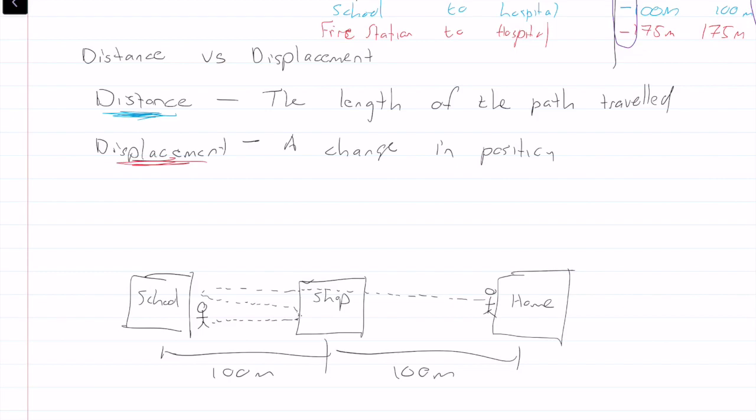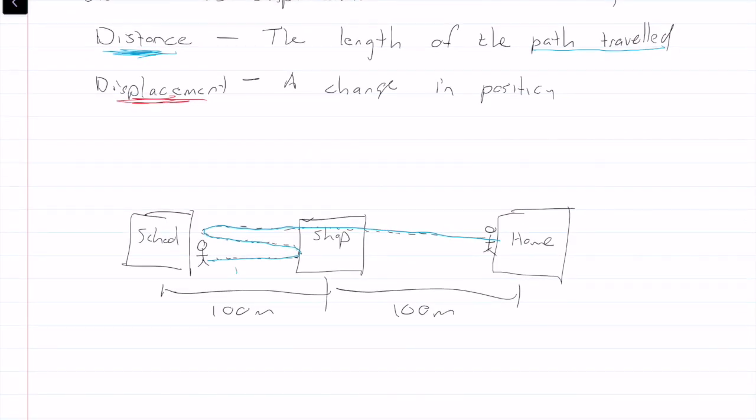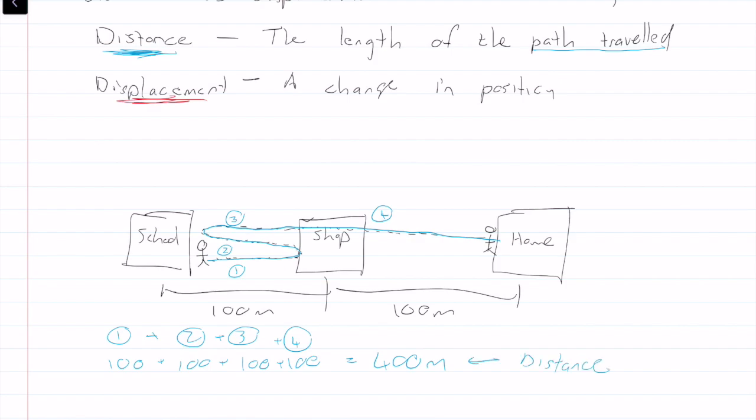So that means the distance is the length of the path traveled. So the distance is the complete length that I've traveled. Okay, so how far is that? That's 1, 2, 3, 4 sections. We can break it up. So section 1 was 100 meters plus section 2 plus section 3 plus section 4. So that's 100 plus 100 plus 100 plus 100, which is equal to 400 meters. So that is your distance. It is the total length of the path traveled.